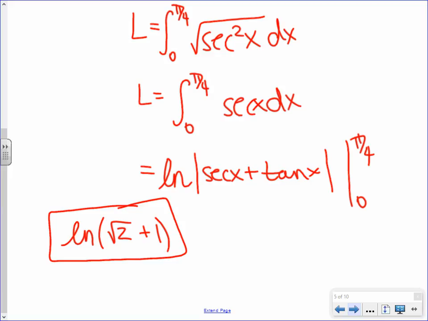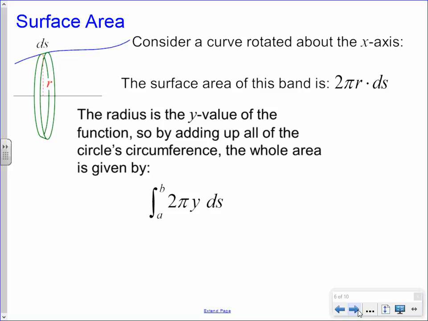Alright, so let's talk about some surface area. In order to get anything with surface area, we're basically going to take an arc length and rotate it around an axis, either the x-axis or the y-axis.